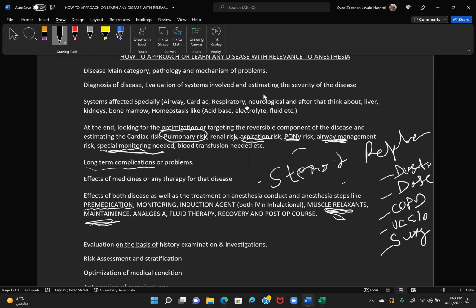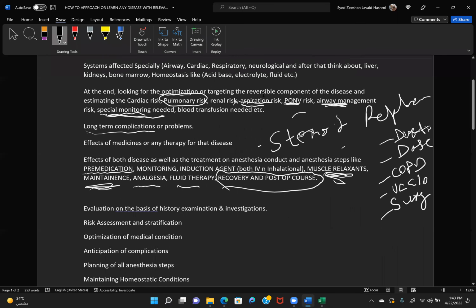Okay. So what about analgesia? You will be making a plan for analgesia, multimodal analgesia, and fluid therapy. In this case, this is important. Recovery and post-op: you will be monitoring the patient in HDU. You will be resuming the anticholinesterase medications. You have to replace the steroids. You have to take care of the respiratory system and be careful. The patient may start retaining CO2, and CO2 narcosis can occur. Aspiration risk is there.